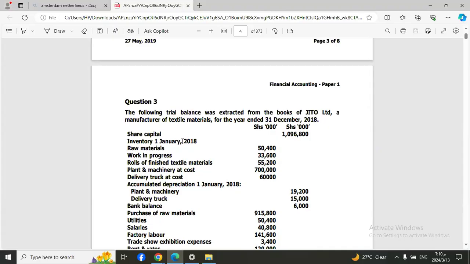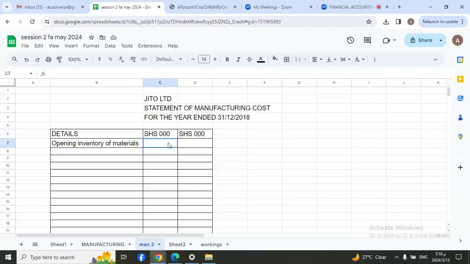The following trial balance was extracted from the books of Gito Limited, a manufacturer of textile materials, for the year ended 31st of December 2018. Share capital, that one will go to the statement of financial position. Inventory at 1st of January 2018, materials, is 5,400. Therefore, I come here, I write my 5,400.